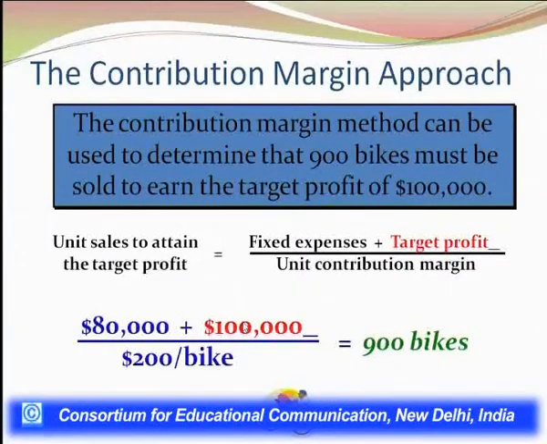let's take this same example of ABC Limited. The fixed cost, as we know, was 80,000, and the target profit was 1 lakh, or 100,000. We just divide it by the margin per unit, that is $200 per unit of margin. This gives you the answer in bikes, 900 bikes, right? This is basically known as the contribution margin technique to find the targeted sales to earn targeted profits. So, 80,000 fixed cost plus 1 lakh target profit divided by the contribution margin per unit, which was 200, and you got the answer in bikes.